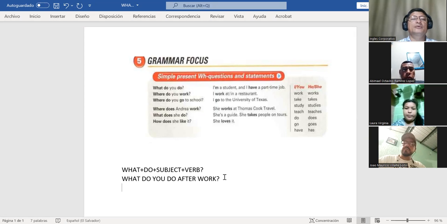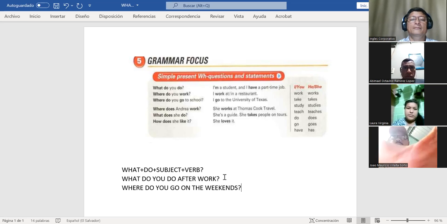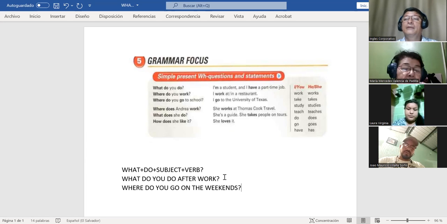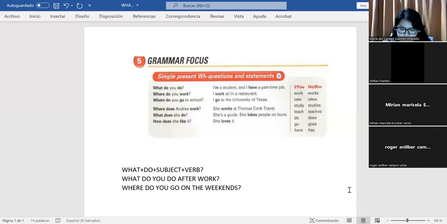Can we write another example? Yes, we can use another word. Where do you go on the weekends? You see? Understand? Yes, teacher. Everybody understands? Yes, teacher. Good.